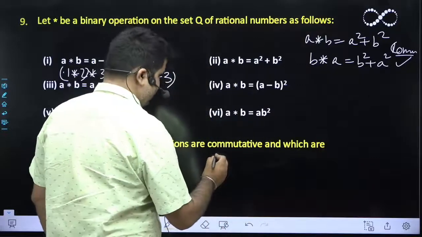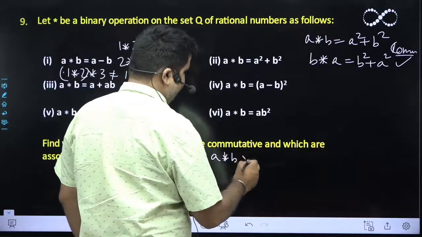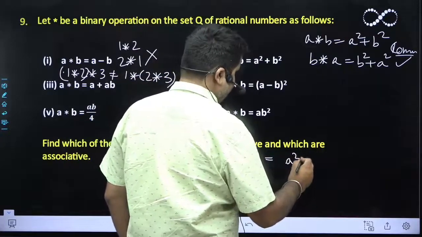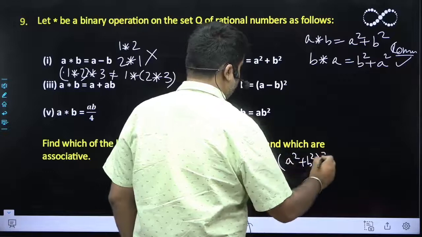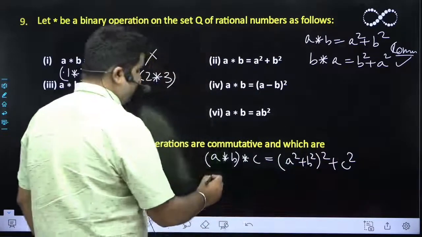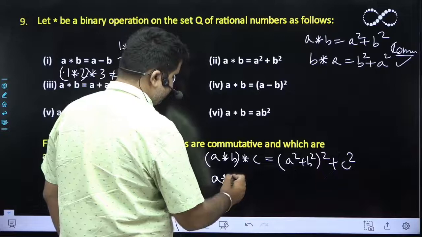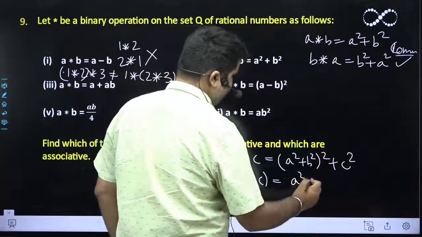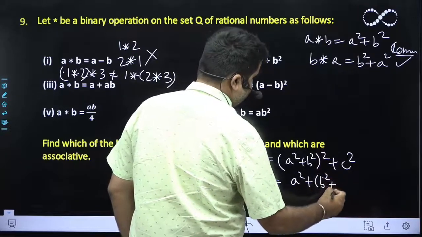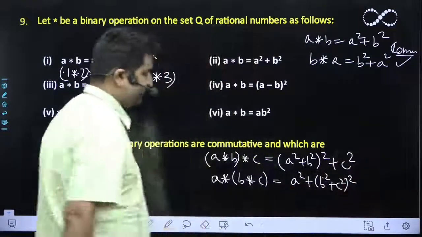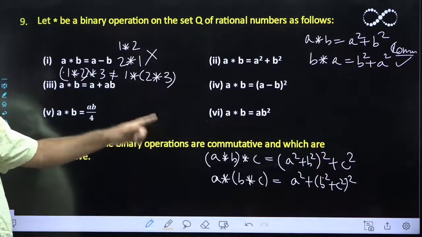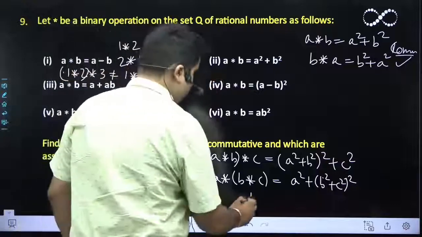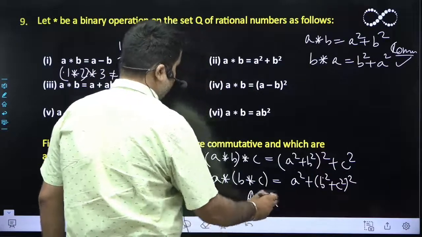But what is (A star B) star C? So this is equal to (A square plus B square) square plus C square. And what is A star (B star C)? This is equal to A square plus (B square plus C square) whole square. So these two are different, therefore this will not be associative. So this is commutative, but this is not associative.